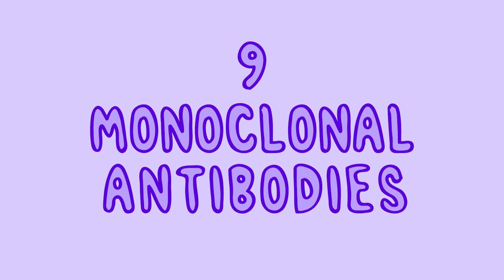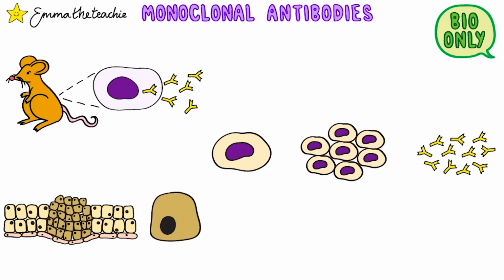9. Monoclonal antibodies. In a previous video, we covered how antibodies work. These are proteins made by white blood cells that can attach to antigens. Antigens are proteins often found on the surfaces of cells. Today, we're looking at how large amounts of antibodies can be made in the lab.